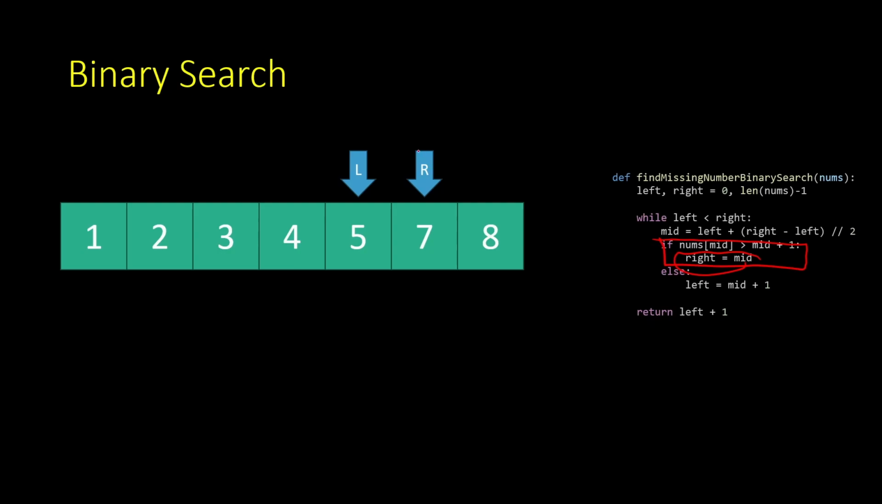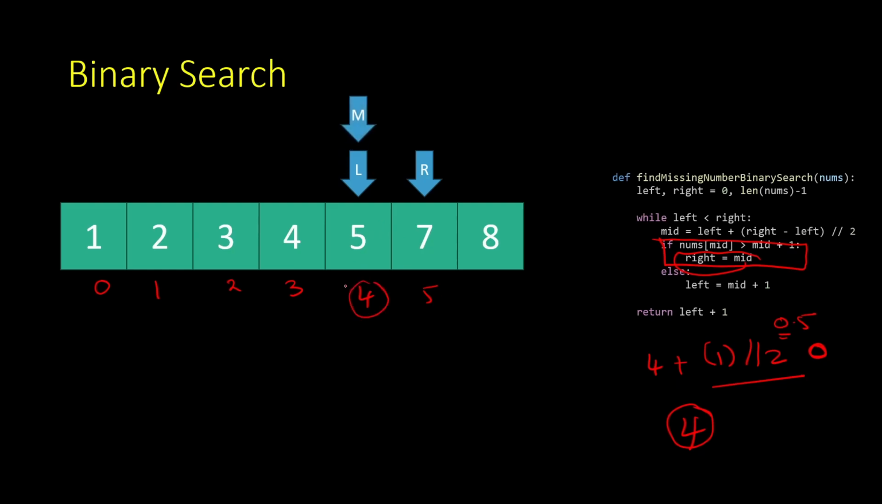Now, where is mid? As per our condition, let me just for your clarity write the indices here. Left index plus right minus left, which is 5 minus 4, 1, by 2. This is 0, because 0.5 we are only going to take the integer value. So we will be having mid at the fourth index. So that's what will happen now, right? So mid is at the fourth index.